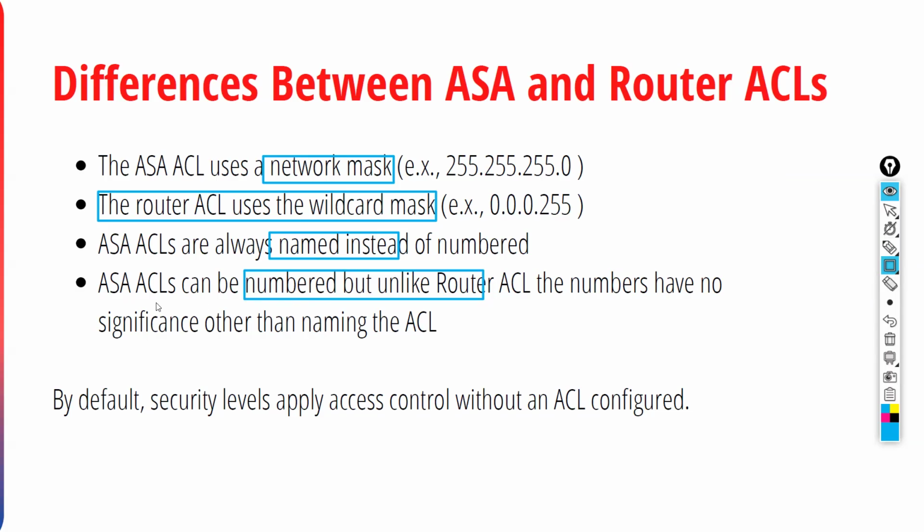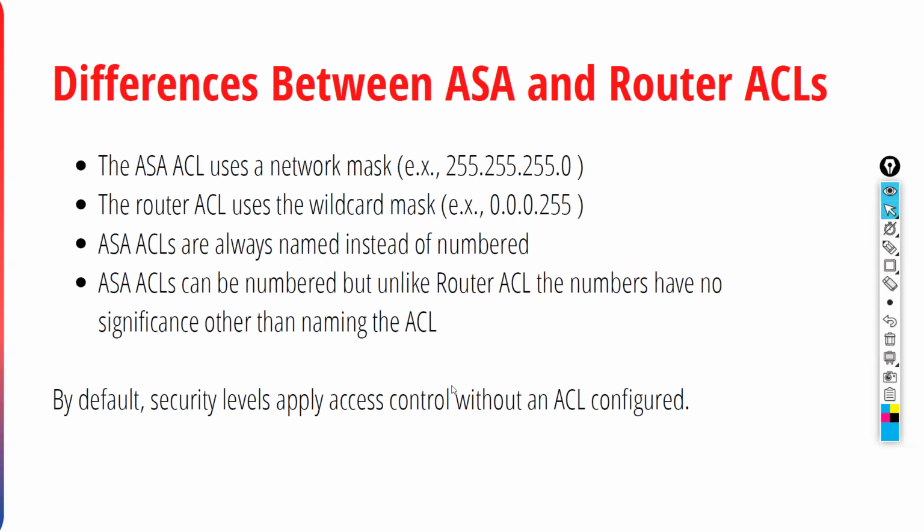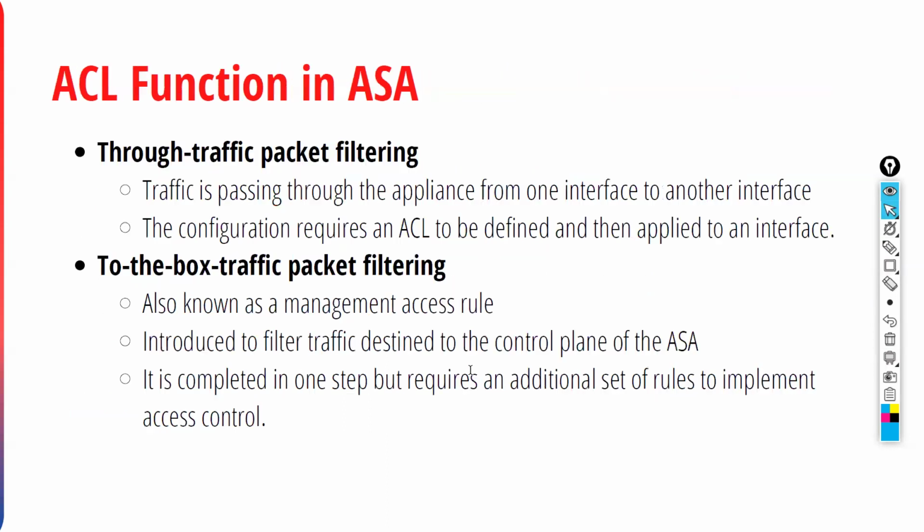Okay. And by default, security levels apply access control without an ACL configured. So if you want to filter the traffic, by default, security levels will filter the traffic, but your ACLs can be configured to filter the traffic further, to allow or deny the traffic as per the requirement. These are some of the rules.